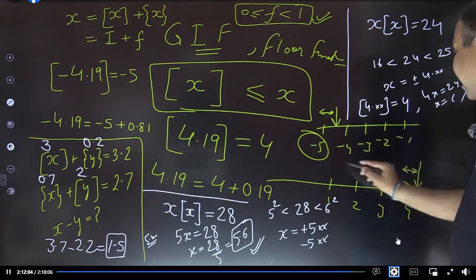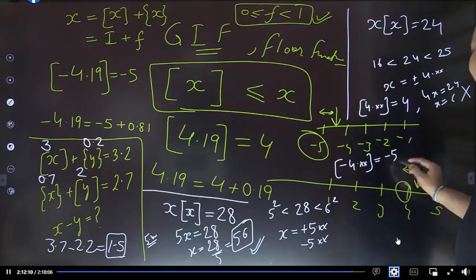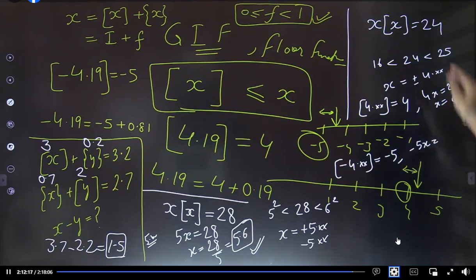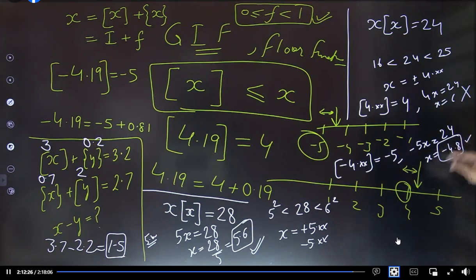The other case, when we take x to be minus 4 point something, in that case, what will be the integral part? It is minus 5, right? Now putting this value here, minus 5x comes out to be 24, which means x is 24 by minus 5, that is minus 4.8, which is as per our assumption. So this is the right answer.